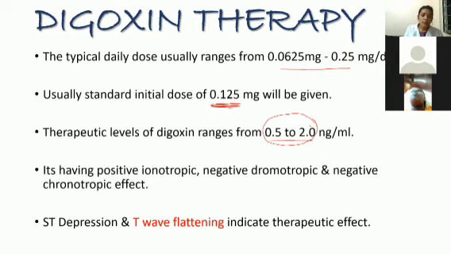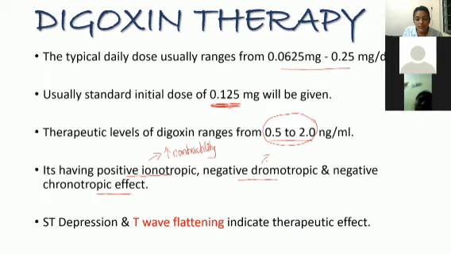The main thing about digoxin is it has mainly three effects: positive inotropic effect, negative dromotropic, and negative chronotropic effect. So what are these things? Positive inotropic effect means it will increase contractility. If the contractility is increased, what will happen? The force of contraction will increase. And negative dromotropic effect.